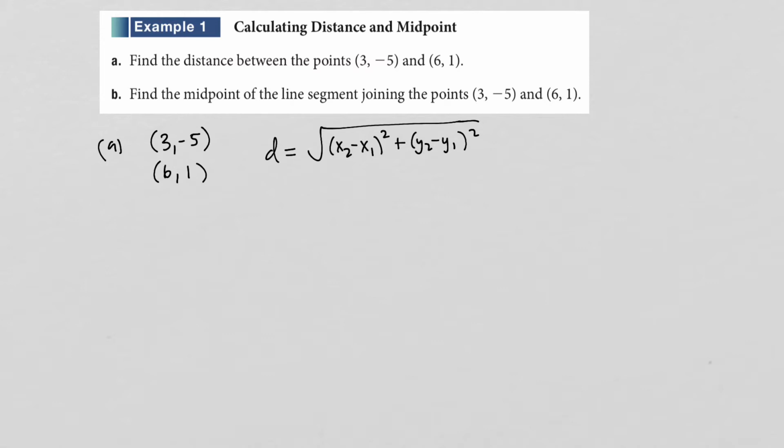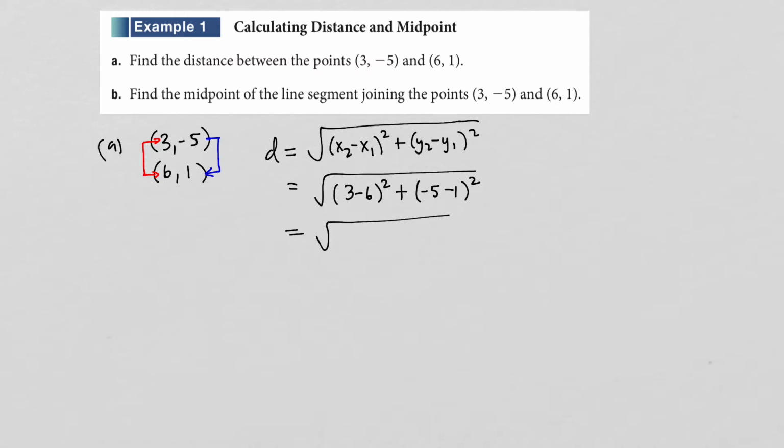So if I think of this as being x2 and I'm subtracting x1, then this becomes the square root of 3 minus 6 quantity squared plus, and now I'm going to subtract the y values in that same order. So that will be -5 minus 1 quantity squared. And now we just do the math on this.